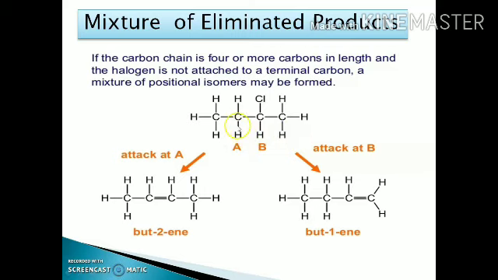If the abstraction of the H positive ions is done from carbon A, then but-2-ene is formed as a product, and if the abstraction is done from the B carbon atom, then but-1-ene is formed as a product. Of 2-ene and but-1-ene, one alkene is formed as a major product and the second alkene is formed as a minor product.